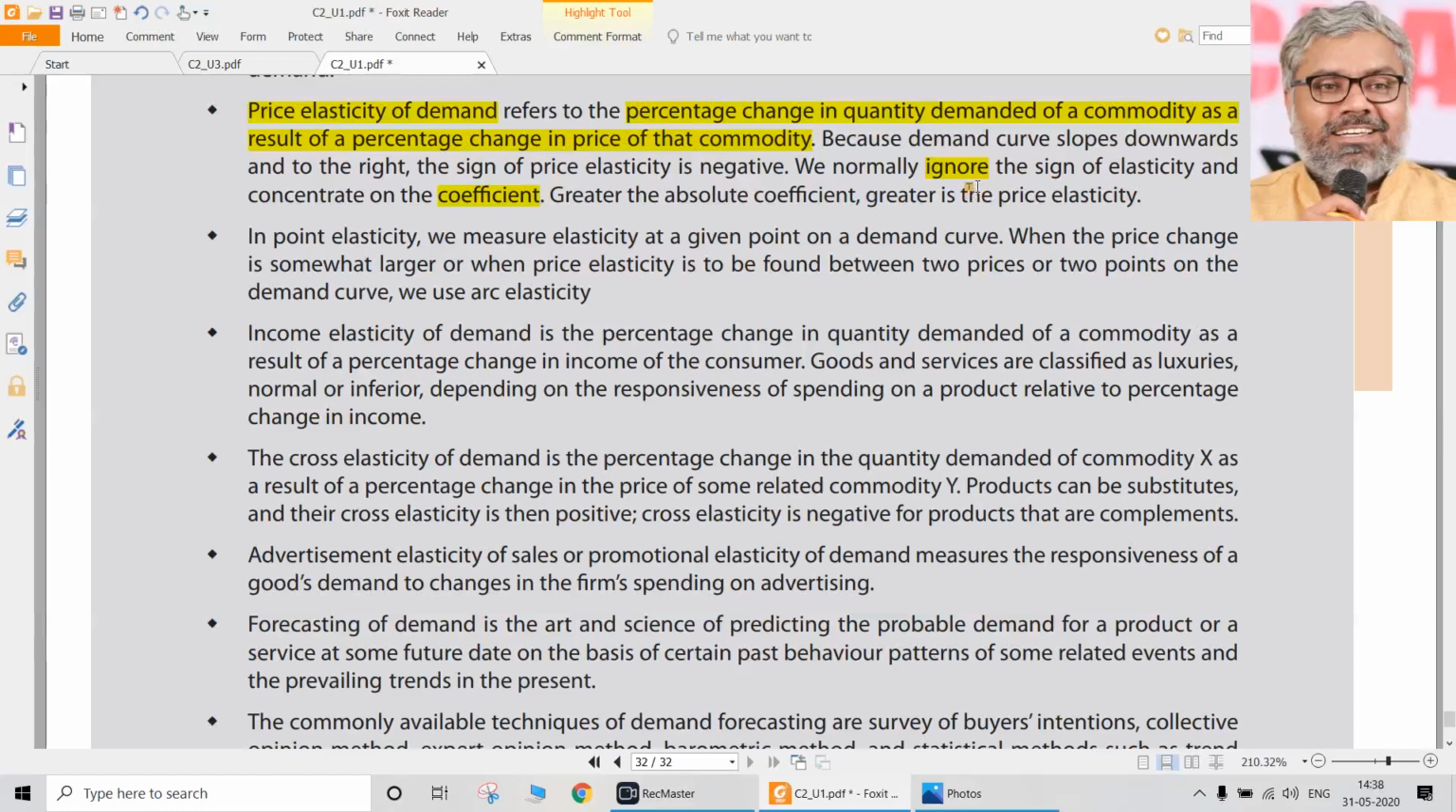We don't have to ignore it. But if it is almost guaranteed that the price elasticity is always going to be negative anyway, we can take that sign as granted. When we are ignoring it, it does not mean we are not considering it. It only means that it is taken as granted. We don't have to tell every time that price elasticity is minus 2.5, minus 1.8. It is already inherent in the nature of price elasticity, which is bound to be negative. So we are just ignoring that sign.